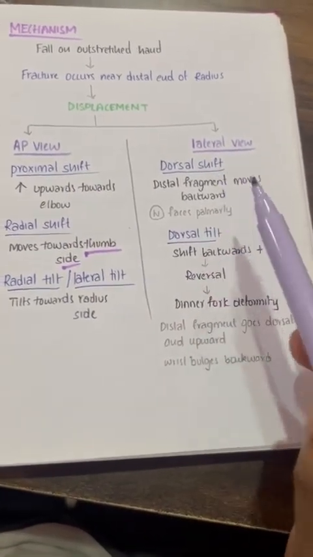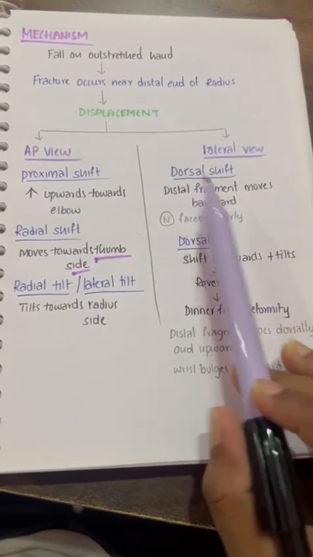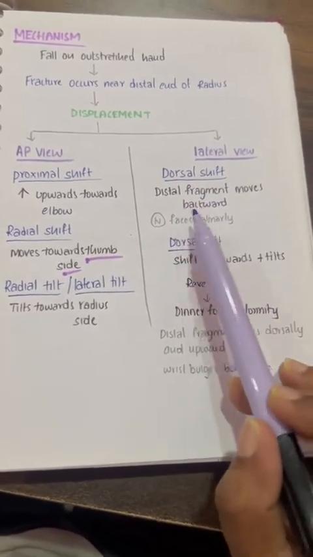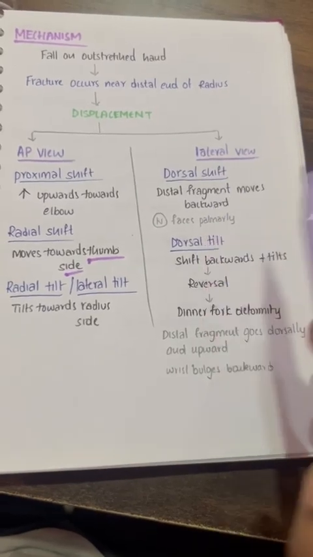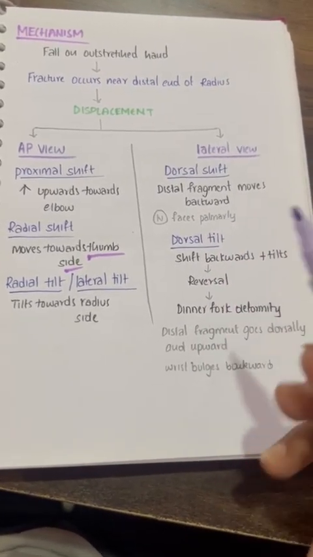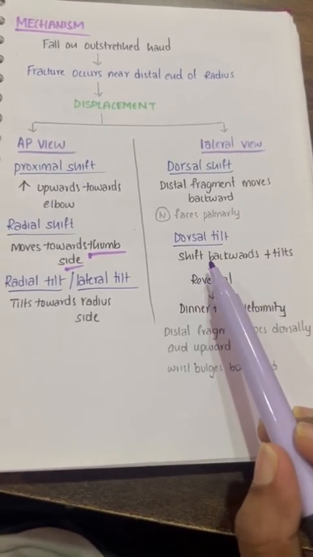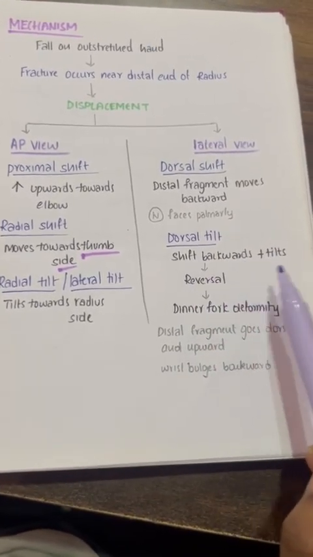And next, coming to the lateral view, there is dorsal shift and dorsal tilt. Dorsal shift means the distal fragment is moving backward. Normally, as we talked about, it faces towards the palmar side. Now it goes dorsally, towards the back. Next, dorsal tilt: it not only shifts backwards but also tilts.